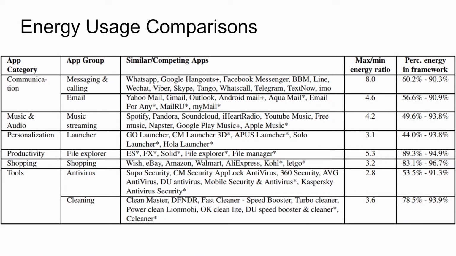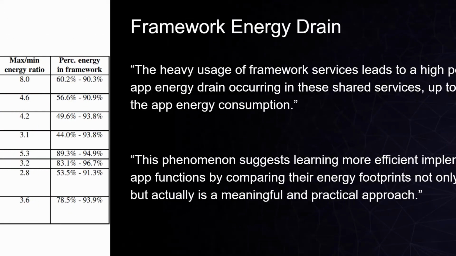This table shows some of the 8 different groups that they showed, all of them non-game apps because these would be too difficult to compare, and they showed the different energy drain of each of these apps. So as you can see, a lot of the apps have very different types of drains. Some of them, like the antivirus, is quite low, while others, like the messaging, are quite high. Each of these has a very different percentage of energy that's actually in the framework versus in the app itself.